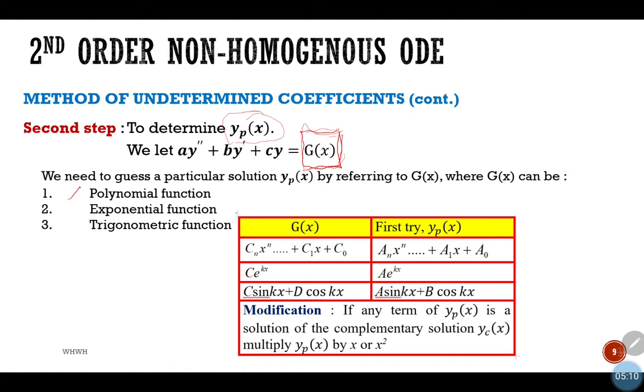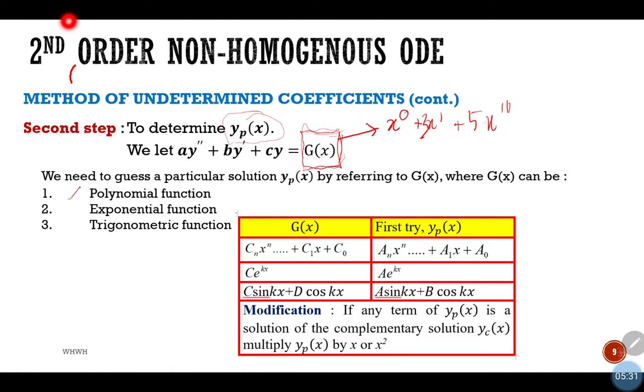G(x) can be a polynomial function. You know what is a polynomial function? A polynomial function is any expression with powers: x to the power of 0 plus x to the power of 1 plus, let's say there is 3, and then plus 5x to the power of 10 and so on.